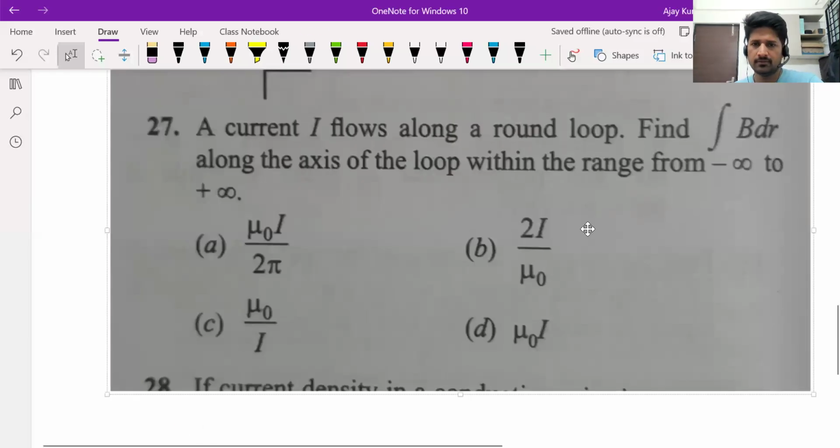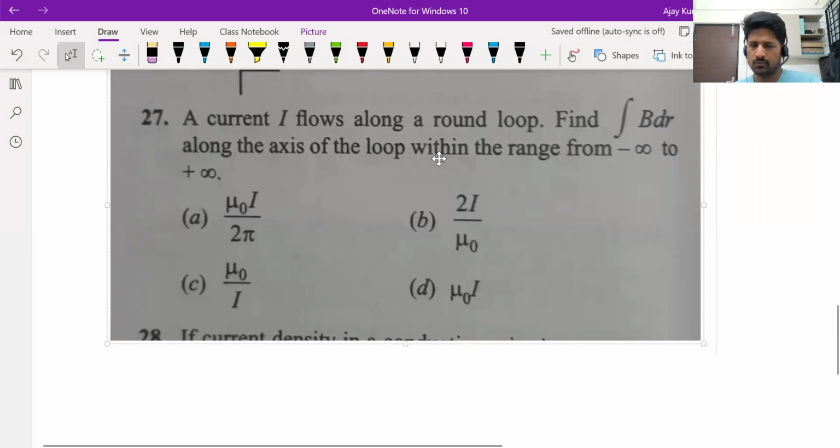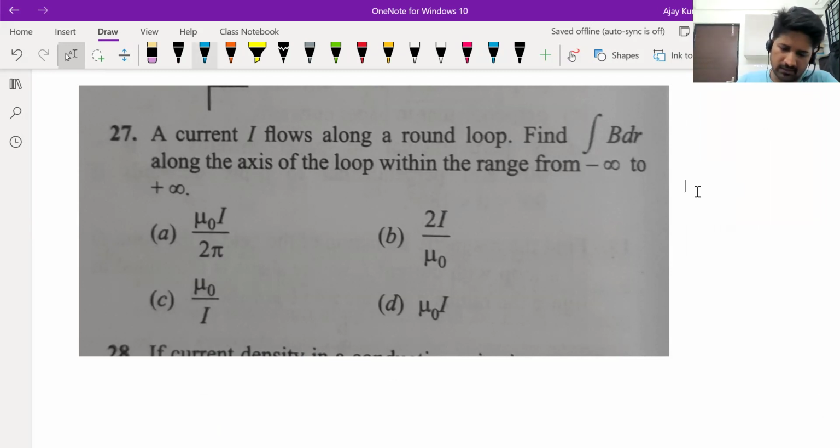Okay, try this, all of you. A current I flows along a round loop. Round loop, you take it as a circle. If needed, take its radius as r also. You need to integrate B dr along the axis. I think this should be integral B dot dl or B dot dx, something like that. Like that, r term is slightly misleading. Let's take it as x. So we'll treat it as integral B dx.